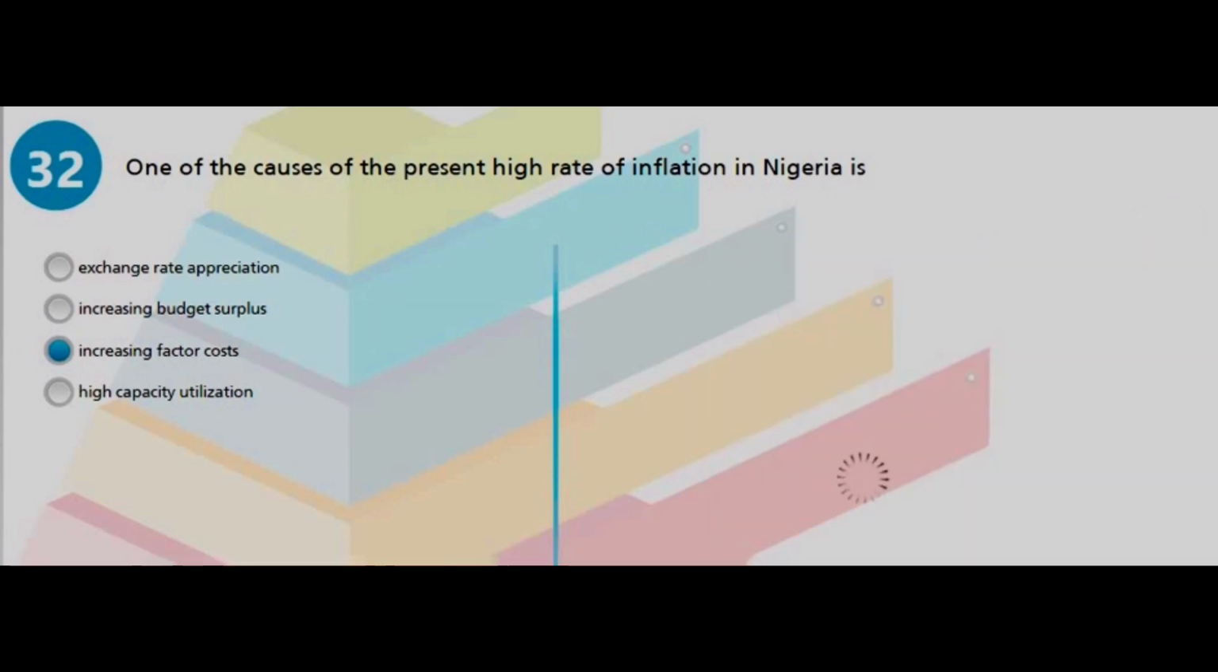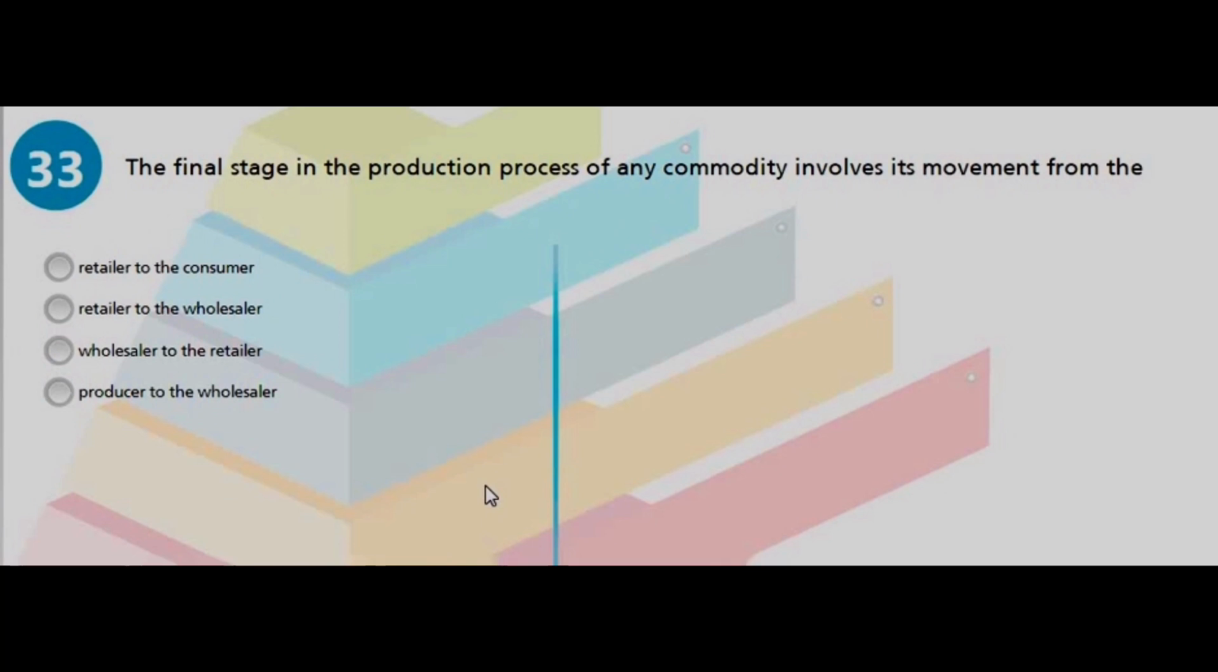Question 33. The final stage in the production process of any commodity involves its movement from the A. Retailer to the consumer, B. Retailer to the wholesaler, C. Wholesaler to retailer, D. Producer to the wholesaler. The right answer is retailer to the consumer, which is A. Production is only complete when what was produced gets to the final consumers. This can be from retailer to the consumer, which is A.